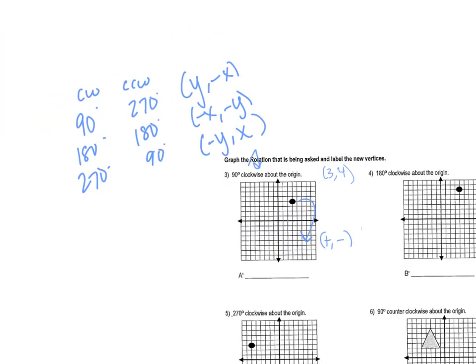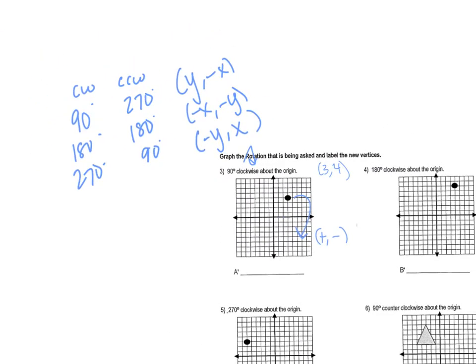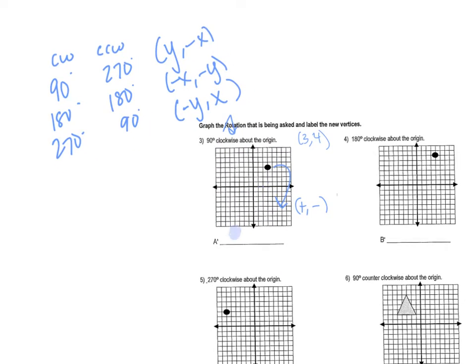Come back up here and look at your rule. So 90 degrees clockwise is where it flips, okay? So 3, 4 is now going to turn into 4, 3, and then what else happens? Your original X value, in this case 3, becomes negative, okay?